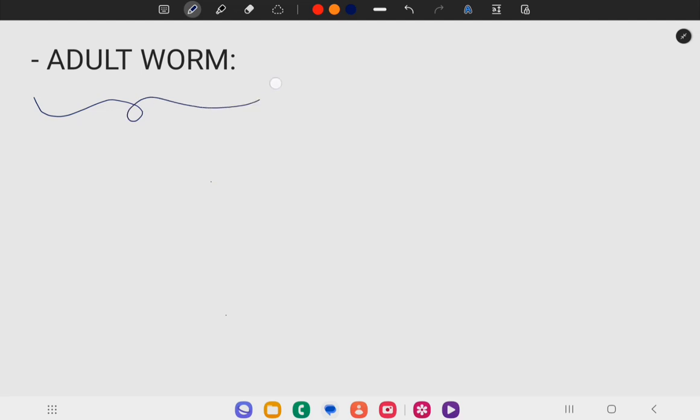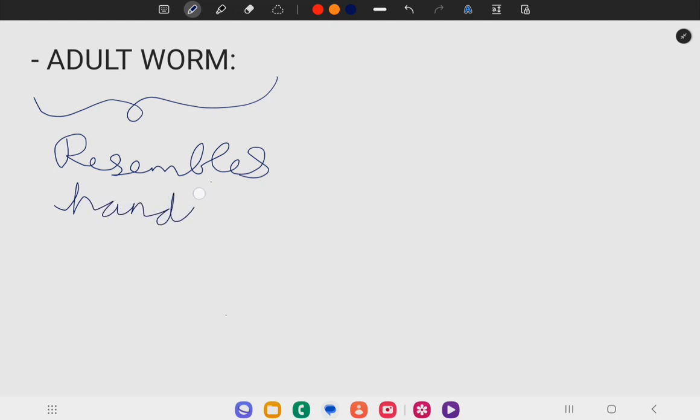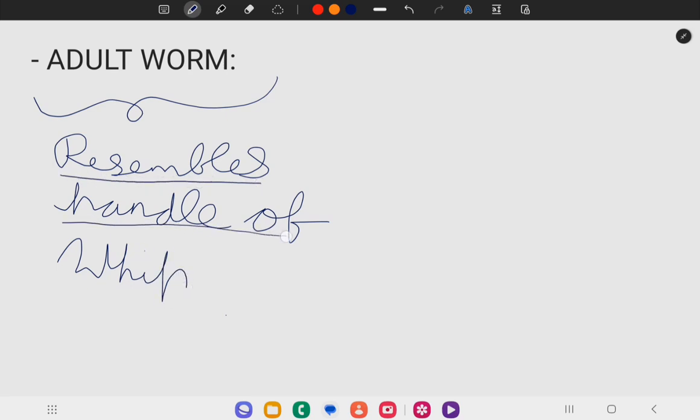Adult worm resembles the handle of a whip. So Trichuris trichiura is also known as whipworm because the adult worm resembles the handle of a whip. We are done with morphology. Next I will discuss the life cycle of Trichuris trichiura.